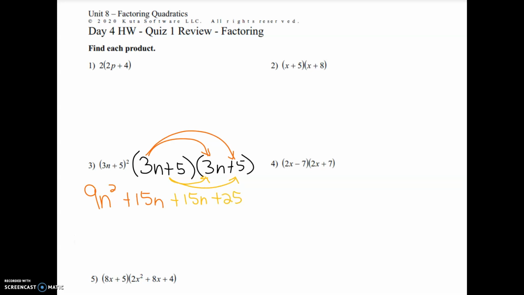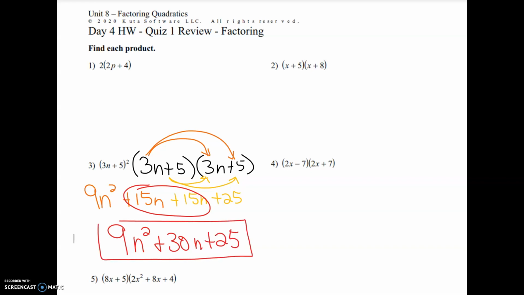I'm not yet finished because I do have some like terms. If I look here, I have some like terms, 15n plus 15n. I can combine those to simplify the answer to 9n squared plus 30n plus 25. And that gives me my simplified final answer for number 3.